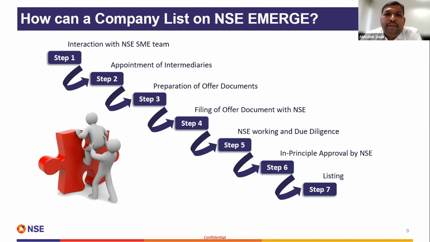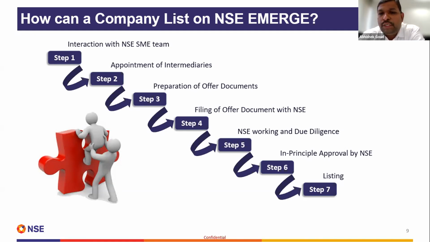Now, if you understand the steps, sir has mostly already covered them, but I'll just read through. First, there would be interaction with the exchange teams, or probably the intermediaries, and appointment of intermediaries, that is advisors you can talk to, or probably the SME team on the exchange. Then appointment of the intermediaries, preparation of the offer document, and filing the document with the exchange.